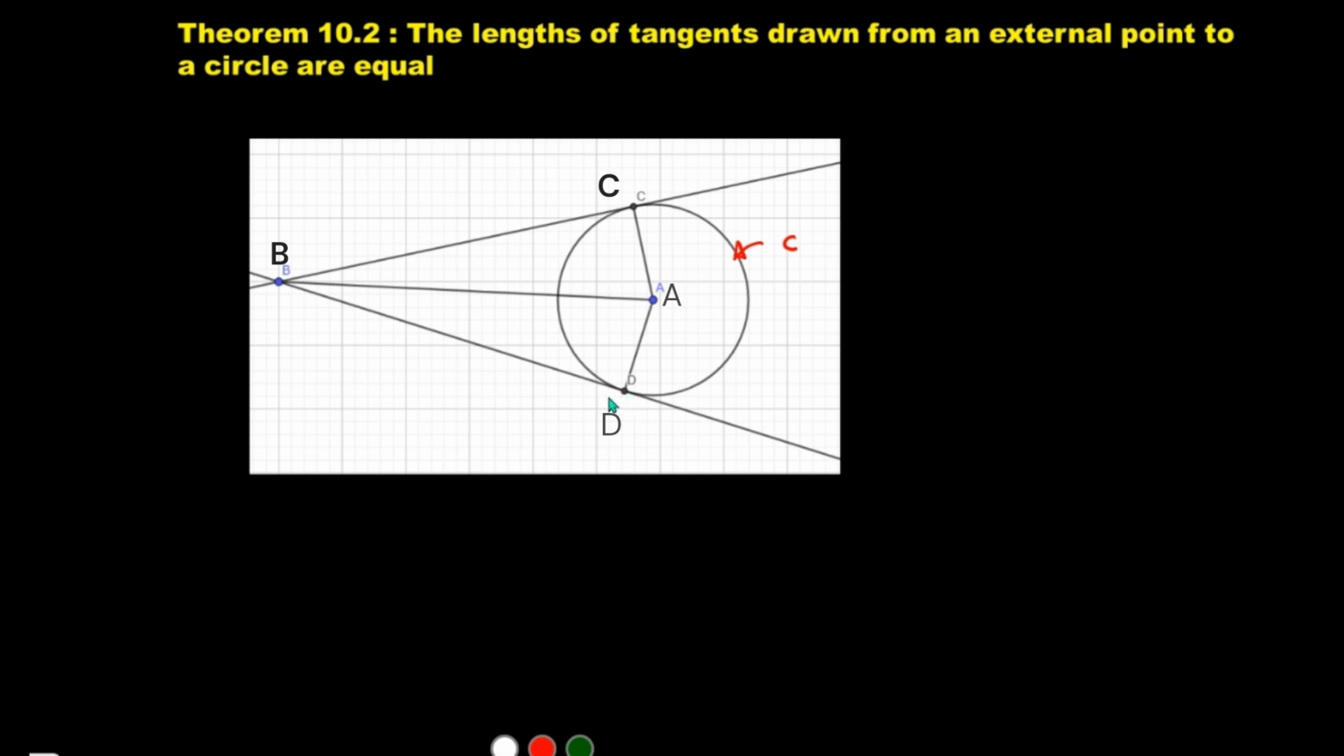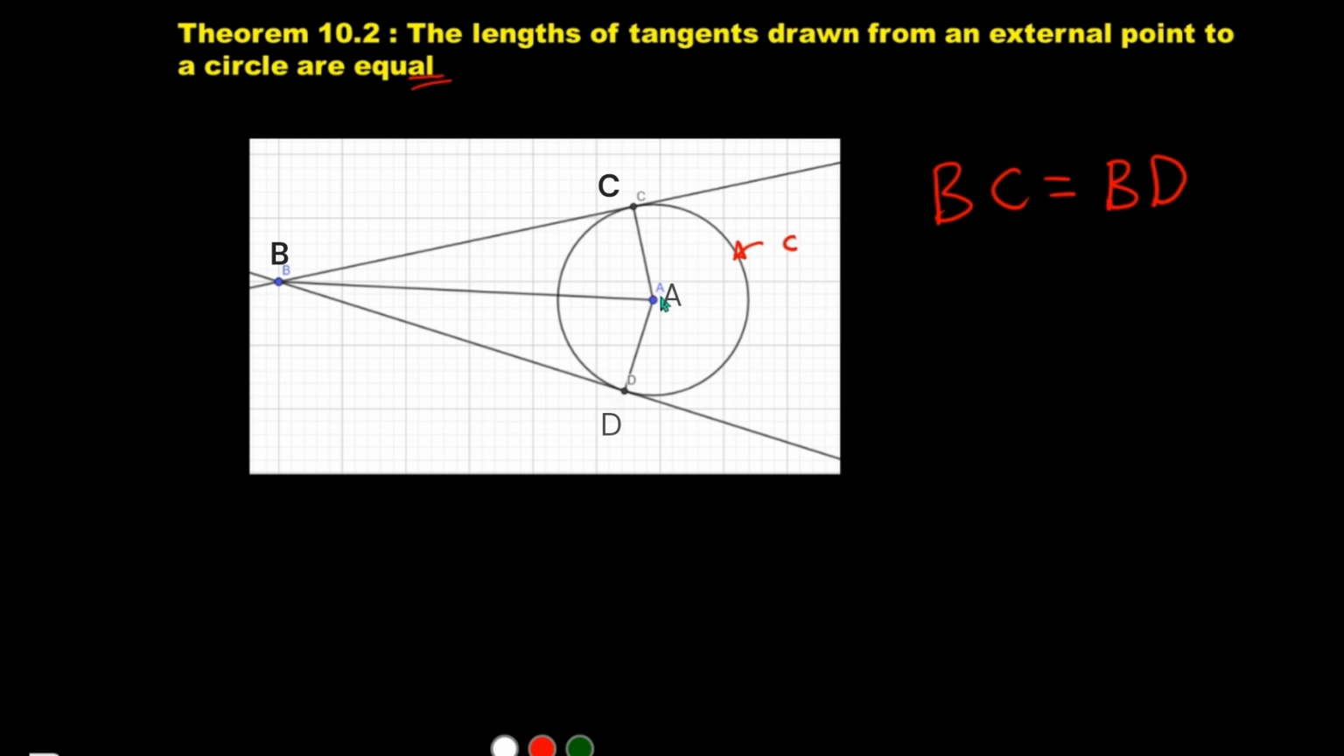This theorem says that if you draw tangents from an external point, the distances from the point to the circle along the 2 tangents are the same. That means BC equals BD. So, we need to prove BC equals BD. The lengths of the tangents from an external point to a circle are equal. That is what we need to prove.